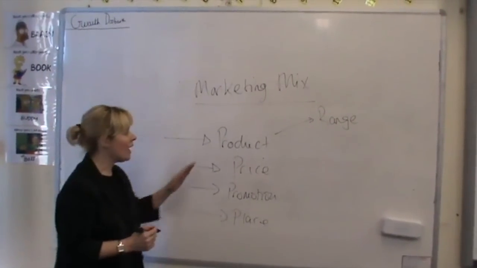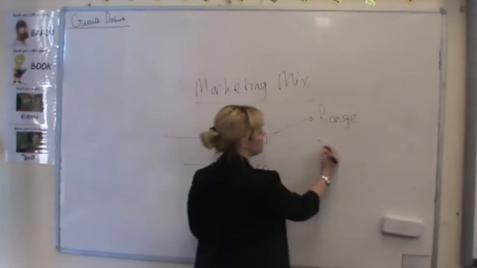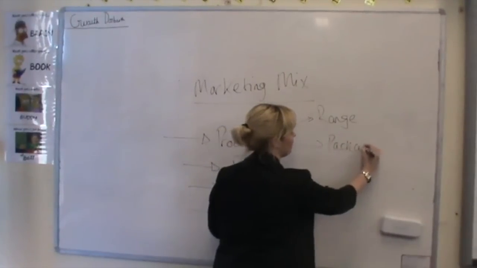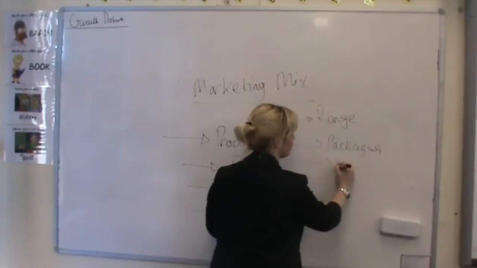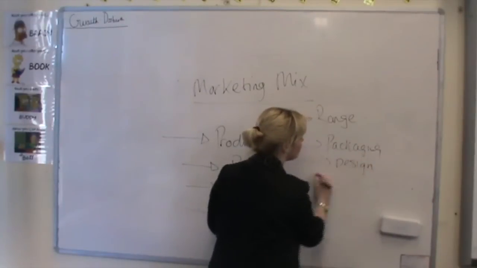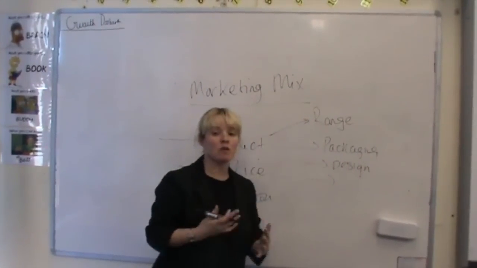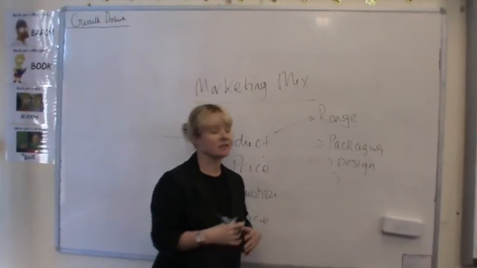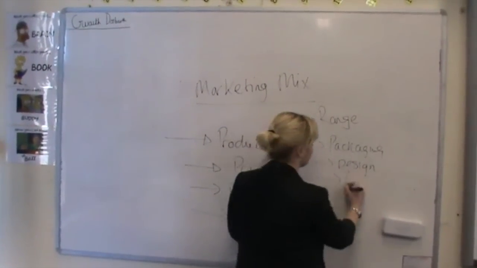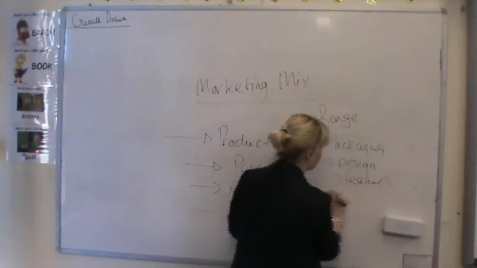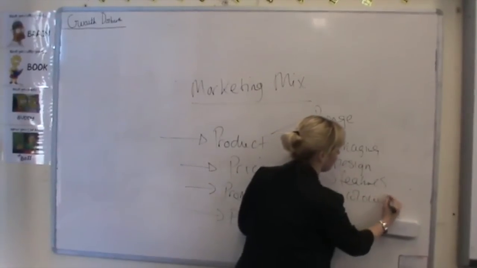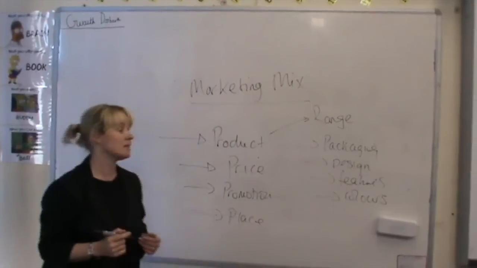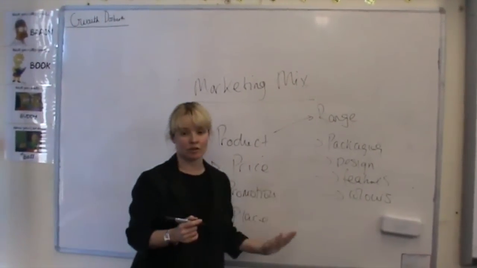Okay? And within product, they've got to consider the packaging, the design of the product, any features that it might have. Think about your mobile phones. They've got lots of different features now. They can video, they can take pictures, so it might have internet access. So all the different features it's going to have, maybe the colours it's going to have, and all those need to be taken into consideration when they're designing the product.